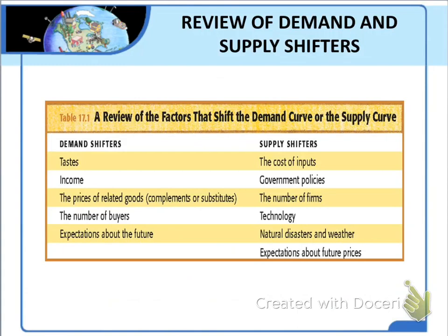Here we recall the different types of events that can change supply or demand and thus shift the supply curve to the right or to the left. You may wish to pause the video right now and copy this chart down into your notes and study it for a little while to make sure that you're familiar with the demand curve shifters and the supply curve shifters that we looked at in previous modules, because they will come into play again in this module and you'll need to know them again.